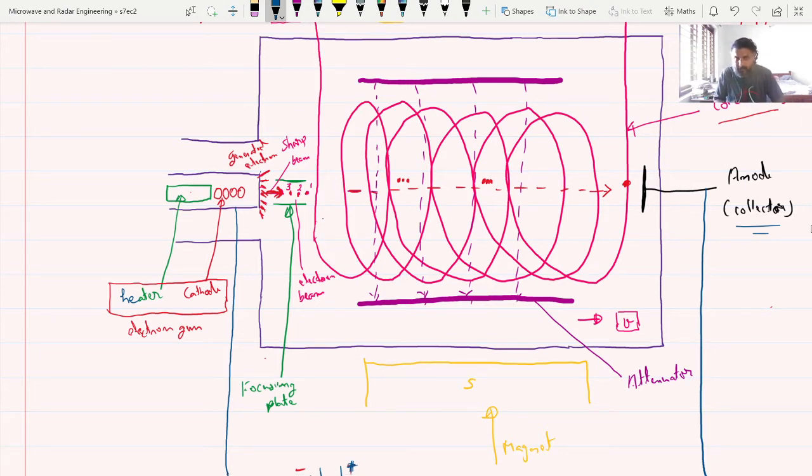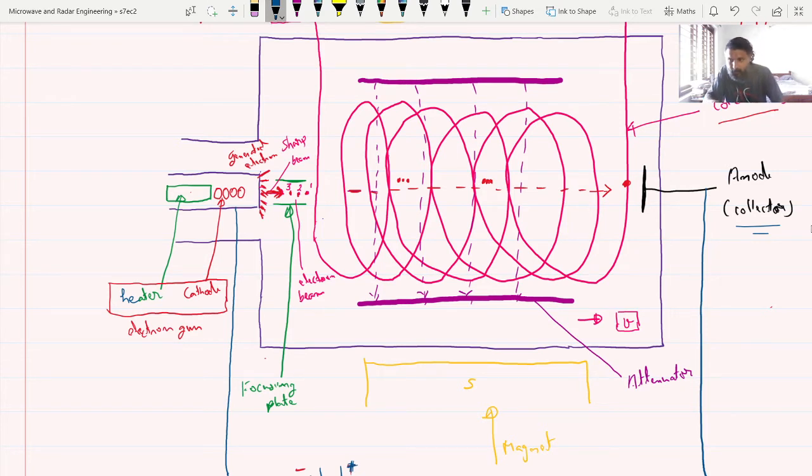So what happens to this sharp electron beam? This sharp electron beam, indicated by the arrow mark, will travel through the slow wave structure. You can see that one. One minute, I will change the color. It is traveling through this slow wave structure of coil. You can see that this is a coil.